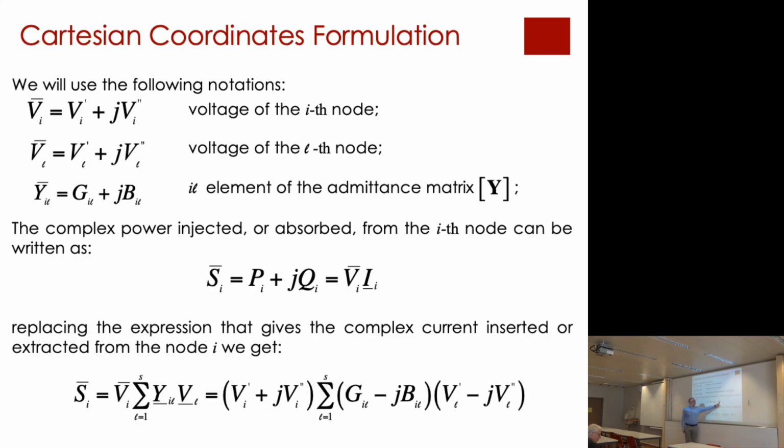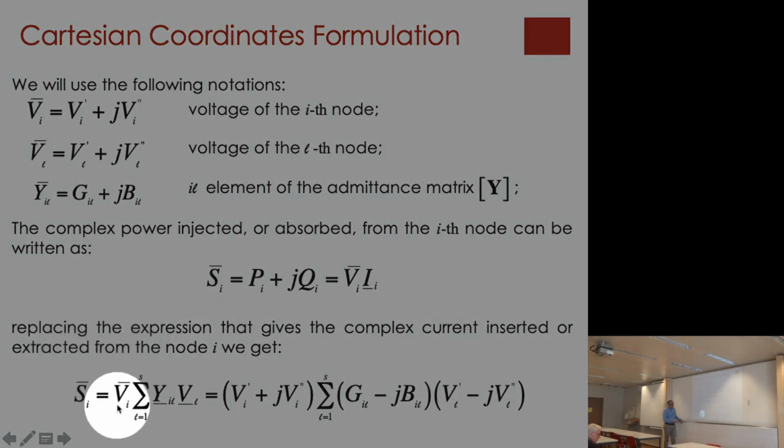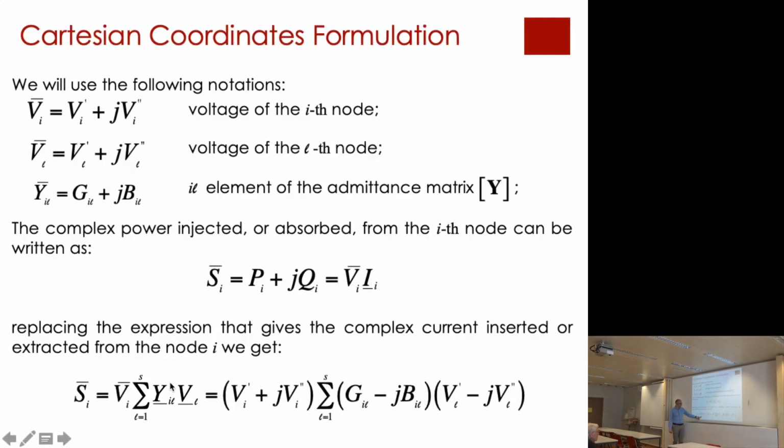Since we don't like using the currents, I replace I_i underbar, the conjugate of the current, with the i-th row of the admittance matrix. So I have here below S_i equal to V_i upper bar times, you see this term? This is the i-th row of the admittance matrix, so it's the sum from 1 to S of the Y_il V_l.